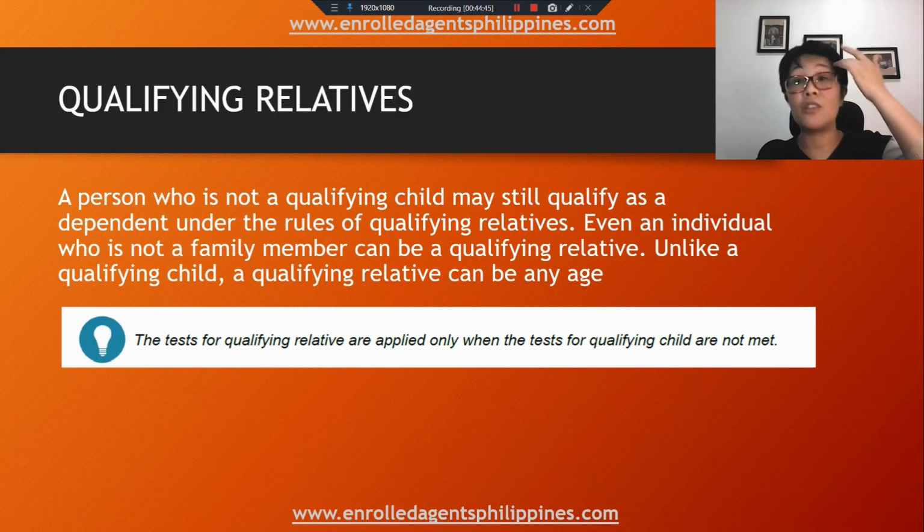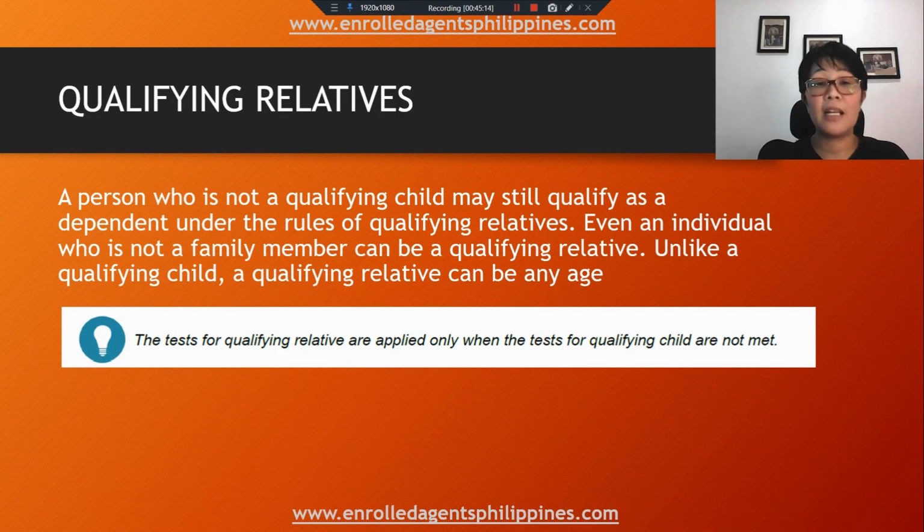Kasi kanina may age restrictions tayo, di ba? Ano yung age restrictions? Kailangan hindi mas matanda sa age 18, kumbaga dapat 24, hindi lalampas ng 24, no? Unless full-time student, o walang age kung permanently or totally disabled. Sa qualifying relative, hindi nagmamatter ano yung age. Okay, so that's number one difference, no?